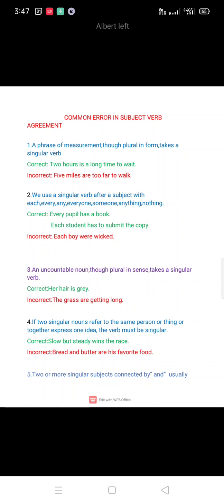If you say 5 miles are too far to walk, this is an incorrect sentence. 5 miles is too far to walk, not are, because it is a phrase of measurement. Similarly, 2 hours is a long time to wait. If we say 2 hours are a long time to wait, it's a wrong sentence. So you have to remember that a phrase of measurement, though plural in form, always takes a singular verb.